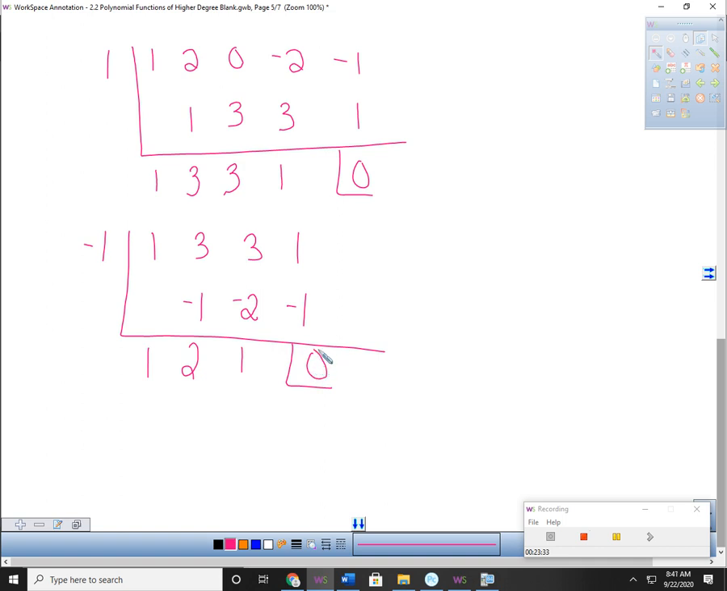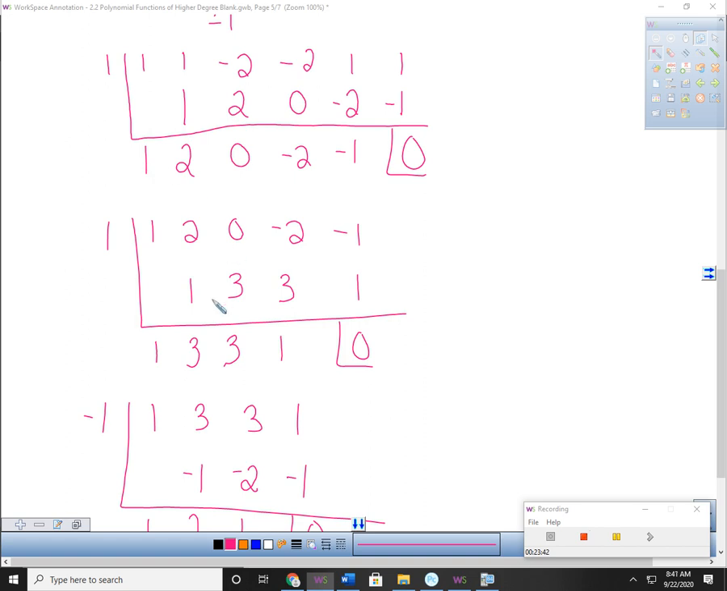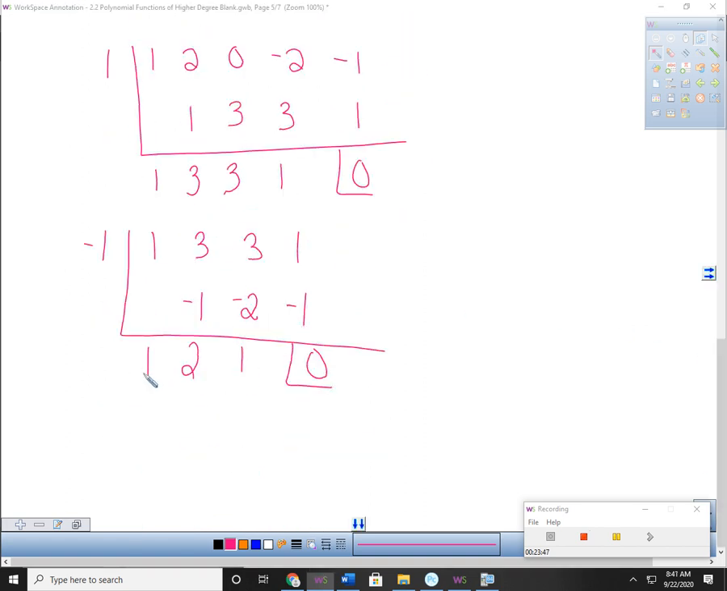So right now I have 3 zeros, right? This is what I have left over. Now if I started with x to the fifth, this is x to the fourth, this is x to the third, which means if I divided again, this would be x to the second. So 1x to the second plus 2x plus 1.